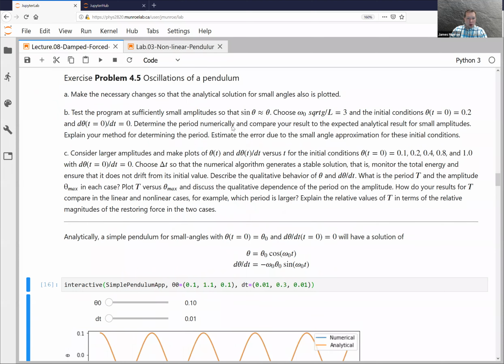What else do I got to do? Determine the period numerically and compare your result to the expected analytical result for small amplitudes. Explain your method for determining the period. Estimate the error due to the small angle approximation. So this is a problem I've just taken out of the textbook, but we can do it together.